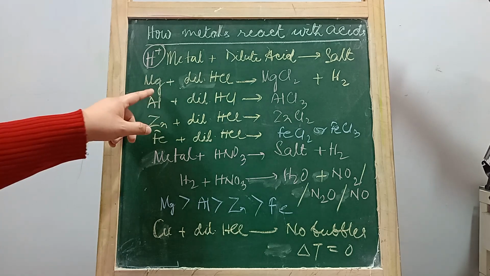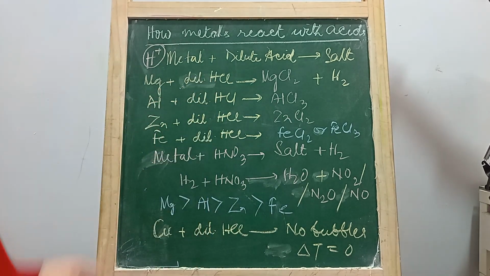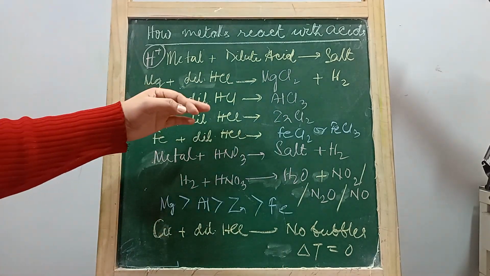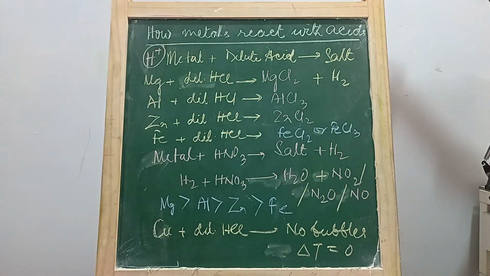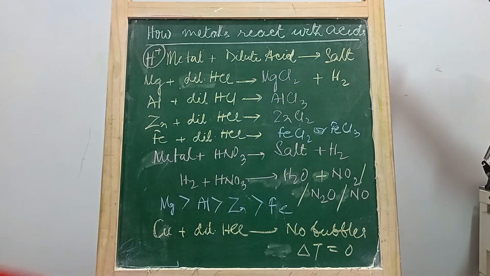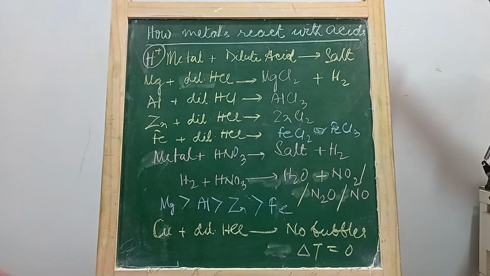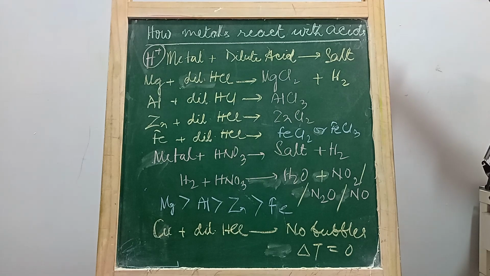For example, magnesium plus dilute hydrochloric acid will form magnesium chloride plus hydrogen, and aluminum plus dilute hydrochloric acid will form aluminum chloride plus hydrogen. Zinc plus hydrochloric acid will form zinc chloride plus hydrogen, and iron plus dilute hydrochloric acid will form iron chloride plus hydrogen. So these are the salts, and hydrogen is formed.